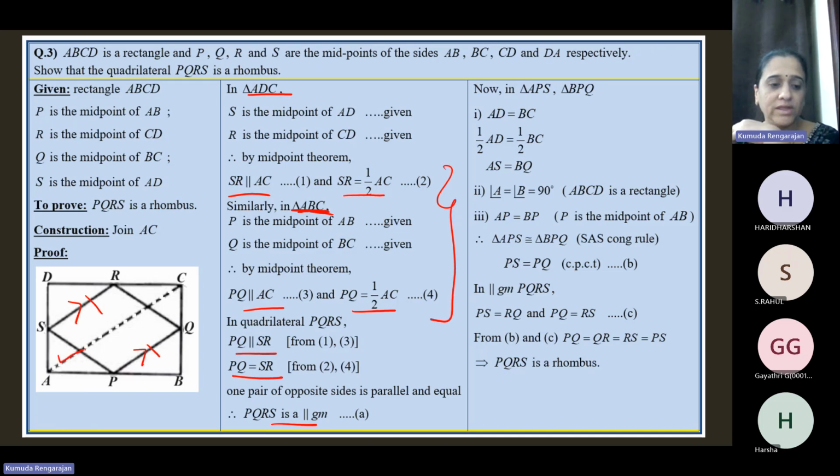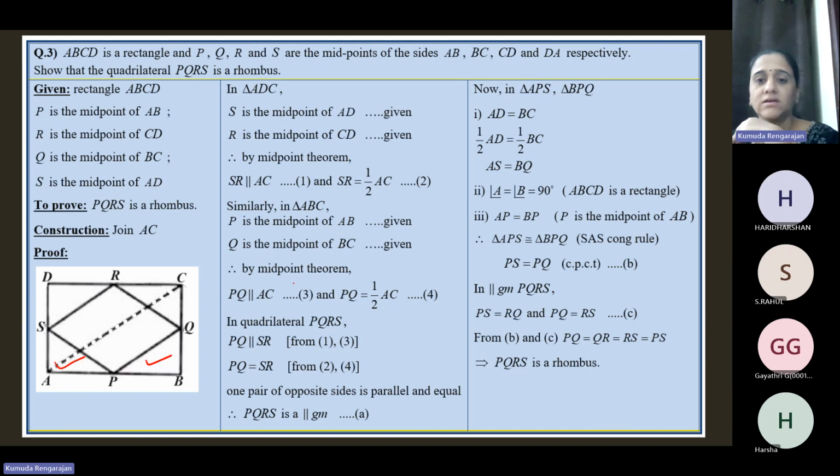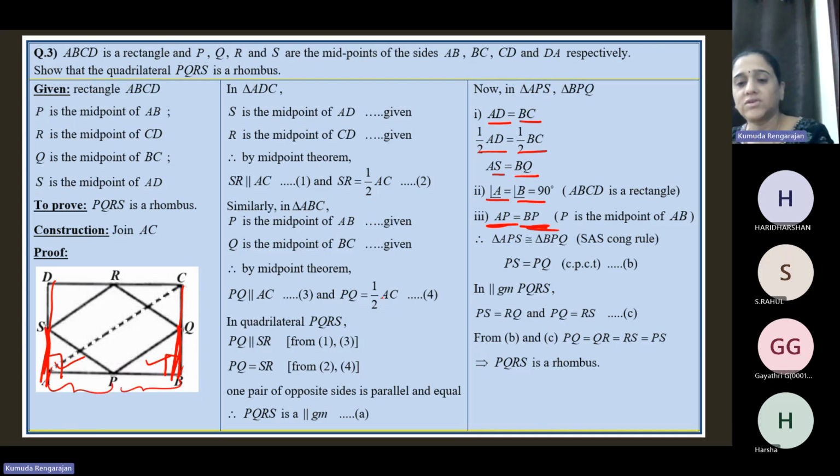Now, in this triangle and in this triangle, AD is equal to BC. Half of AD is equal to half BC. AS is equal to BQ. Then 90 degrees. Then AP is equal to BP.